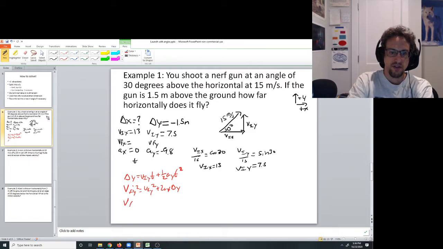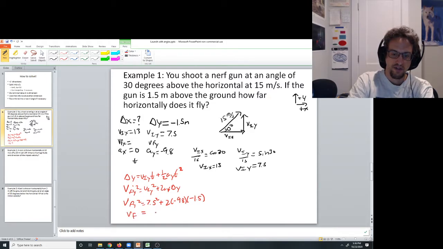I've got v final y squared equals 7.5 squared plus 2 times negative 9.8 times negative 1.5. Okay. If I do that, I get v final. If I plug everything in there, v final is negative 9.25.